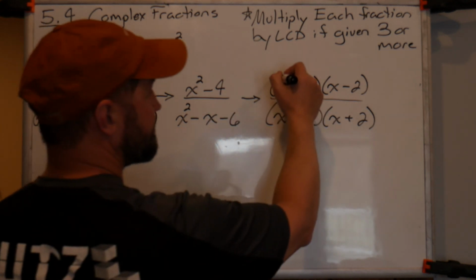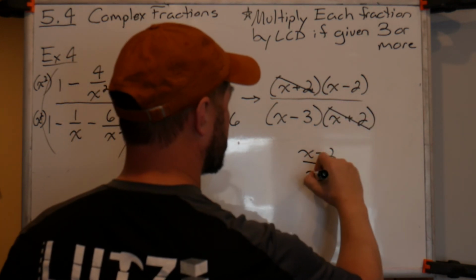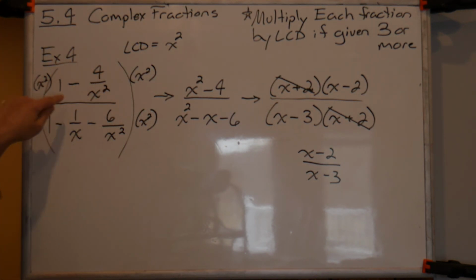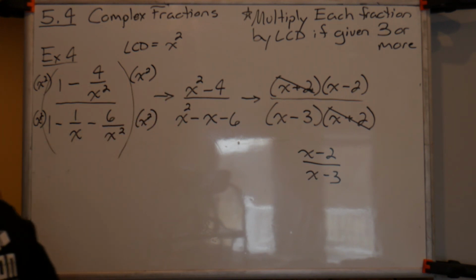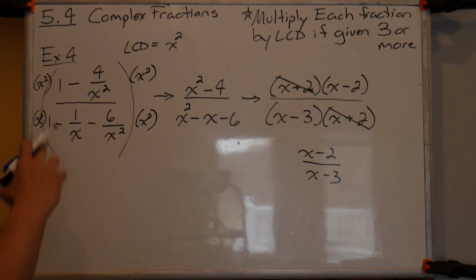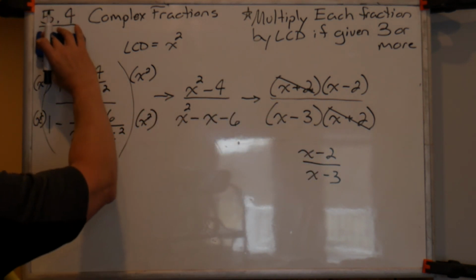Now I look for sames. X plus 2 goes away. I'm left with x minus 2 over x minus 3. They gave me 5 different pieces in this one. I multiplied every one of them by the LCD. That made it go away. I'm left with a numerator and a denominator to work with. So, not really bad. Pretty simple, I think, once you get the hang of it. If you get the hang of this trick, then it makes these pretty quick to do.